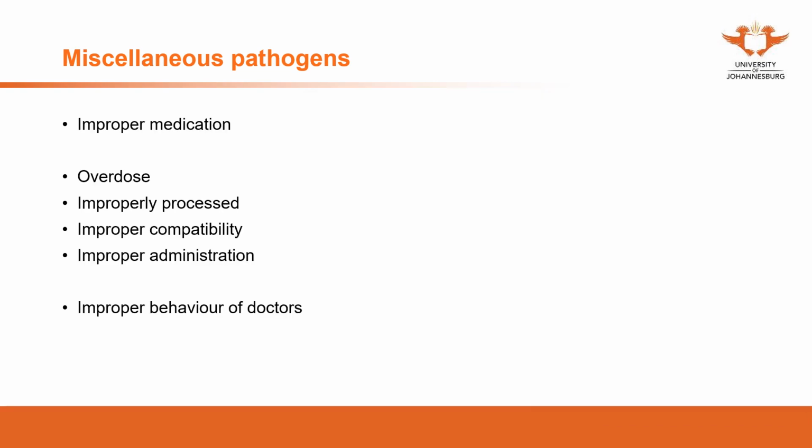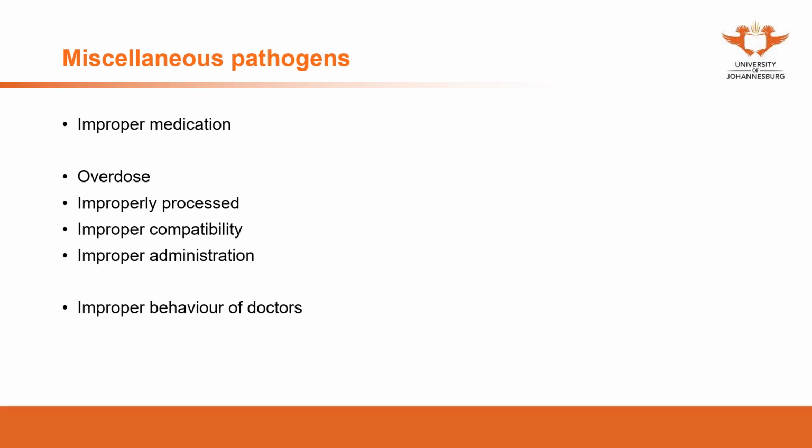Miscellaneous pathogens also include improper medication. Improper medication may be from the doctor's fault, also may be from the patient's fault. Overdose. It depends on, especially some herbal medicine, some with toxic herbal medicine. We have very strict dose limits. If they exceed those limits, it can cause damage, and this damage you consider as the pathogens overdose.